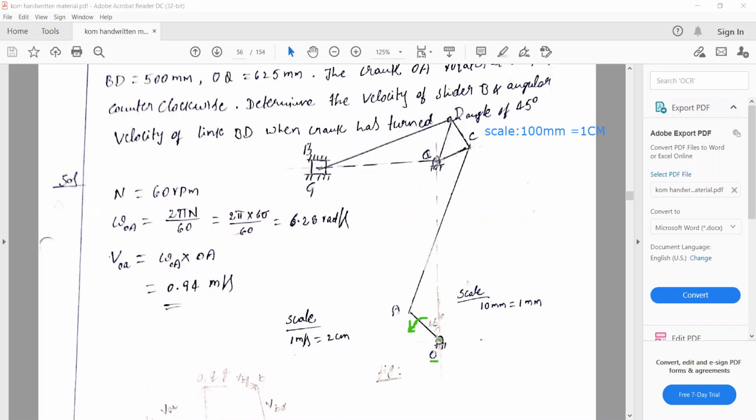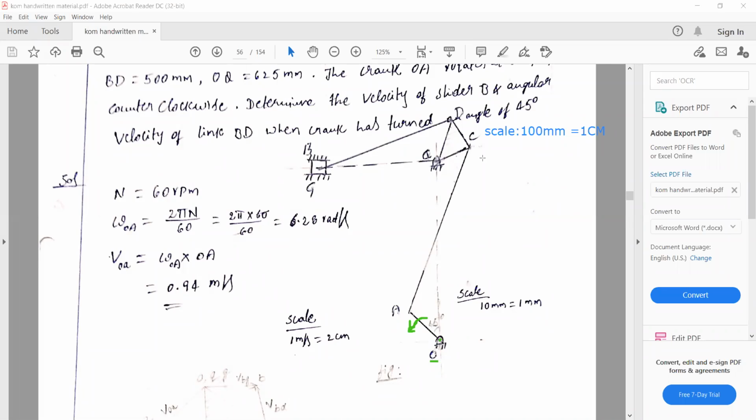Now just take the protractor and set the 45 degrees angle and draw OA. OA length is how much? 150 mm. So that means 1.5 centimeter length. Later the OQ gap is also there, 625 mm. So that means 6.25 centimeter length. Just draw the 6.25 centimeter length and now draw one horizontal line. The gap of OQ is 6.25 centimeter.